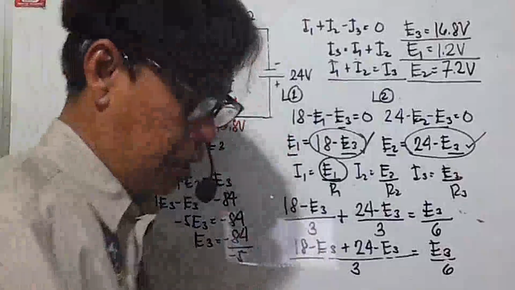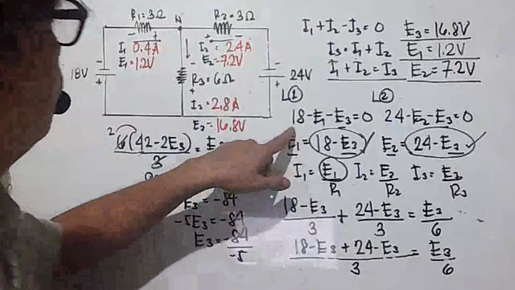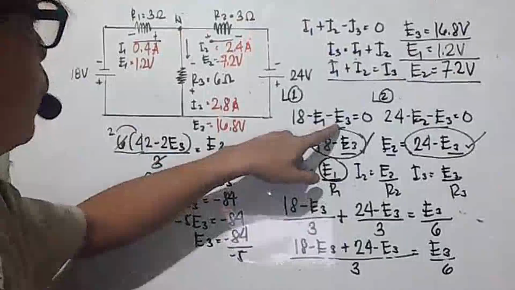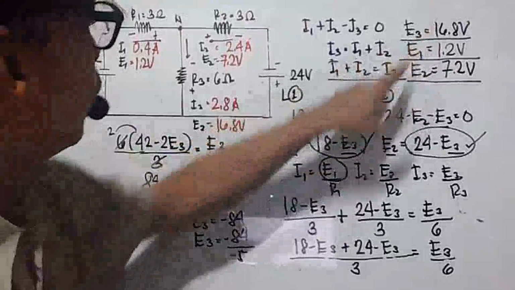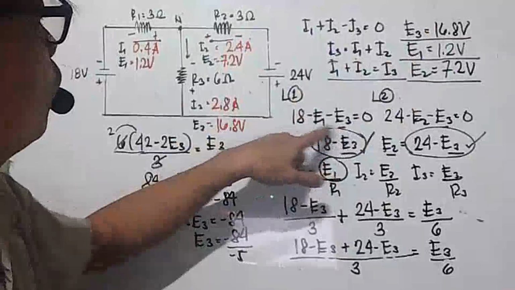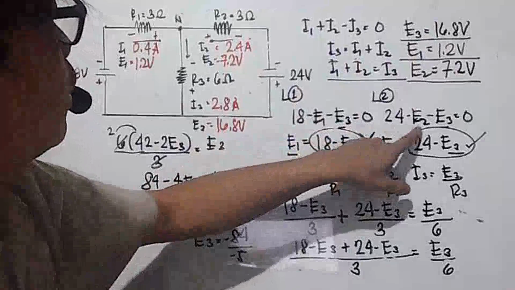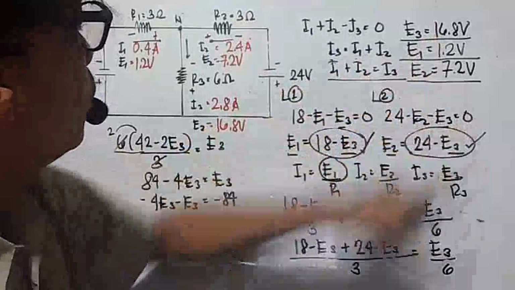Okay, so let's see if we're correct. If you check the loop, it is 18 minus 1.2 minus 16.8, since E1 is 1.2 and E3 is 16.8. So that's 18, and if we subtract, you get 0. Also here, 24 minus 7.2 minus 16.8 is equal to 0.